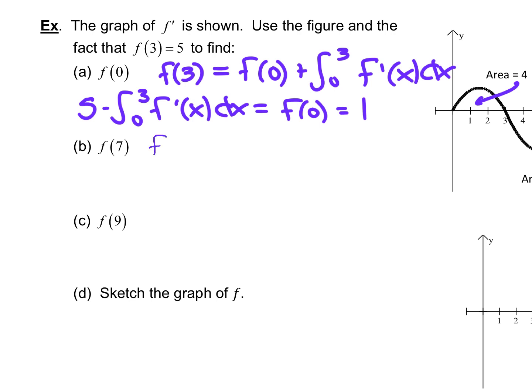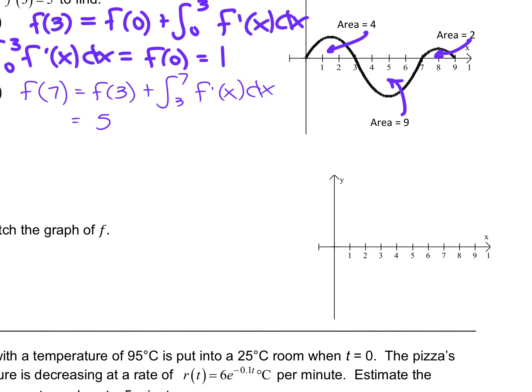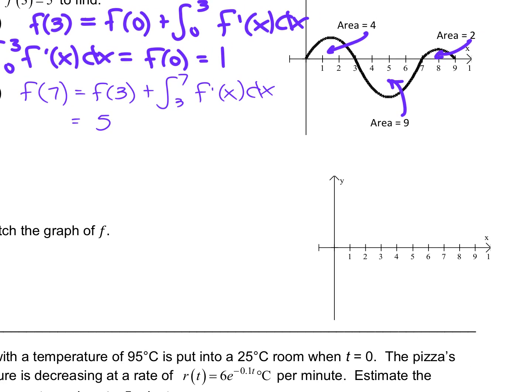So I'm going to set mine up as f of 7 is equal to f of 3 plus the integral from 3 to 7 of f prime of x dx. So this is 5 plus, what's my area from 3 to 7? 9, and it should be what?